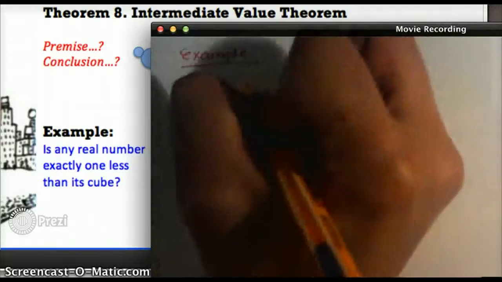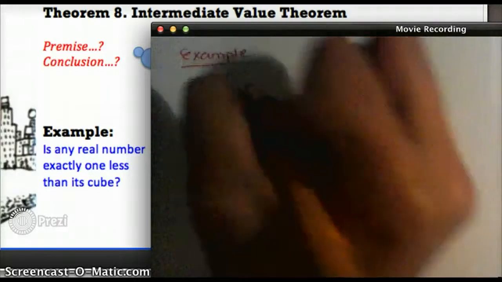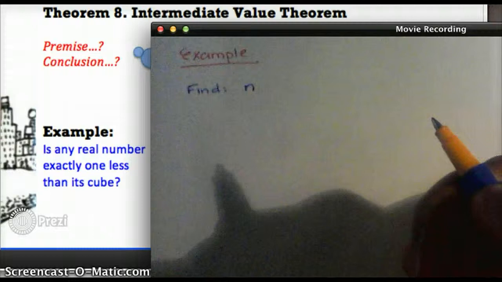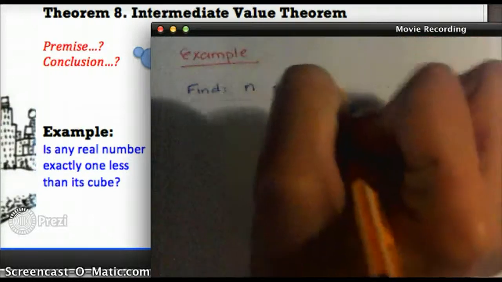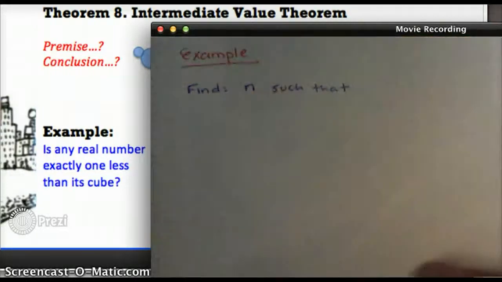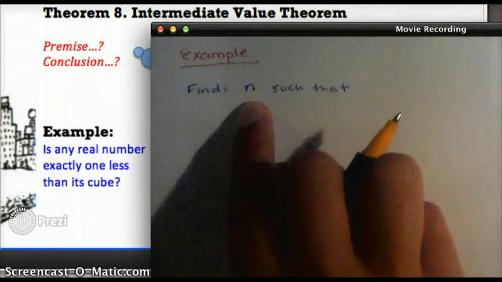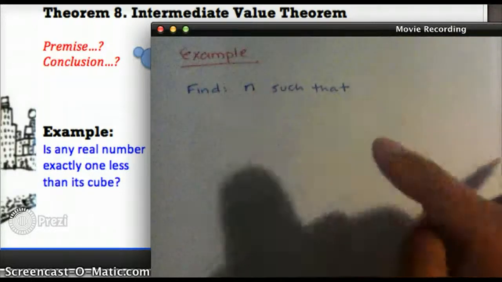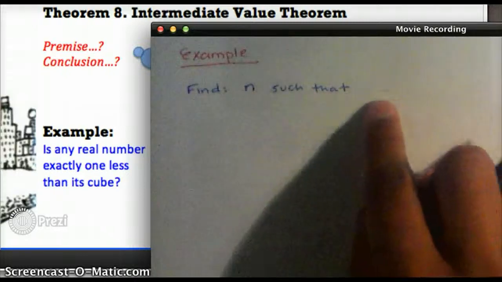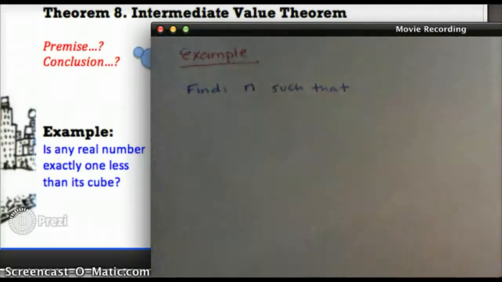Well, we want to find a number. I'm going to call this number n. And not just any number, but we want an n such that a particular thing happens. In other words, we want to find some number that satisfies a particular condition. And I'm going to try and translate those words into a condition that's written as a mathematical statement.